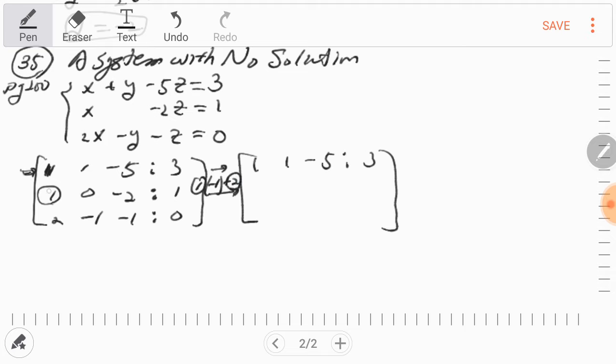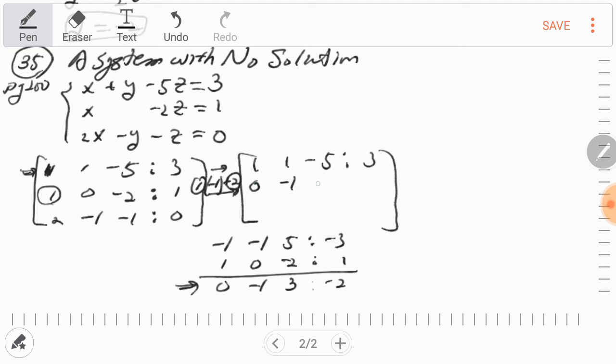Let me write below this. Multiply the first row by -1. So -1, -1, 5, and -3. And write the second row so that we can add these two rows. Then this is 0, -1, 3, and -2. So this is the second row. The second row is 0, -1, 3, and -2. So we have rewritten the second row starting with 0 for the x coefficient.